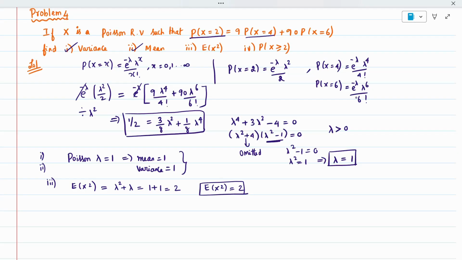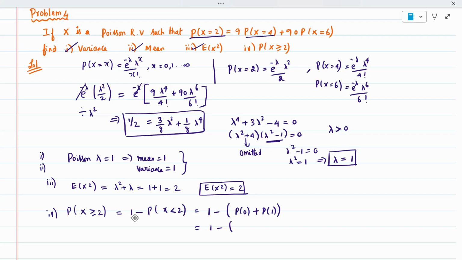Now the fourth subdivision: probability of X greater than or equal to 2 means 1 minus probability of X less than 2. That I can easily calculate. So 1 minus probability of X less than 2, which is nothing but 1 minus P0 and P1. When I calculate it I will get my answer. So 1 minus P0, I put 0 here, and in this put 0.